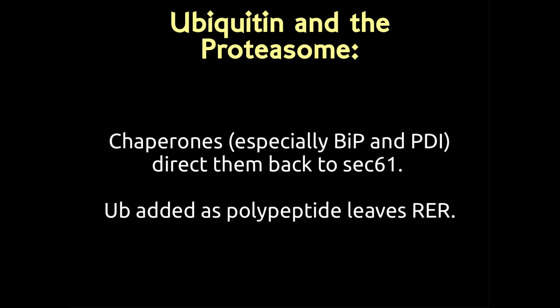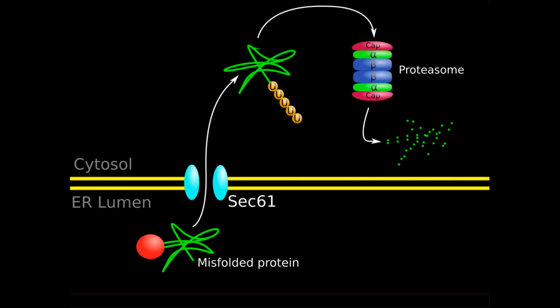So, in this case, a polypeptide is improperly folded. BiP and PDI are going to bind to it, direct it back to Sec61, and as it leaves the RER, ubiquitin is going to be added. So, here's what we have going on. We have a misfolded protein. We have a chaperone that's going to bind to it. It's going to come back to the RER membrane, and specifically to Sec61, where it gets transported outside.